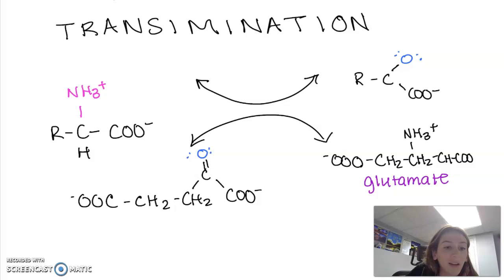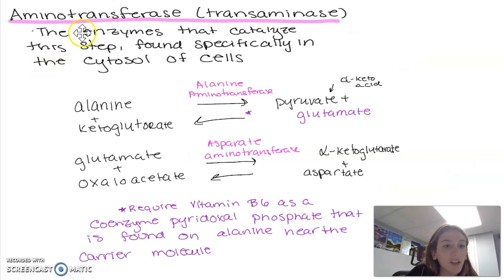Then I'm just going to talk about the enzymes that catalyze this transamination reaction that we talked about: the aminotransferase or transaminase enzymes. These enzymes catalyze this step and they're found specifically in the cytosol of cells.